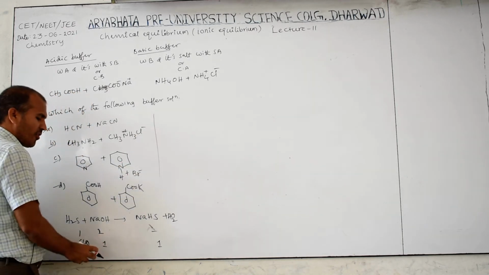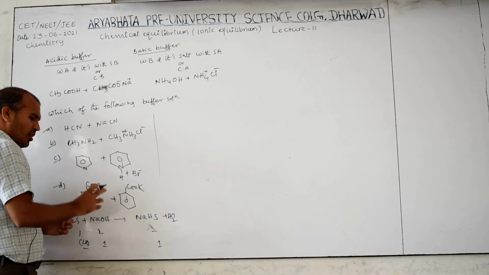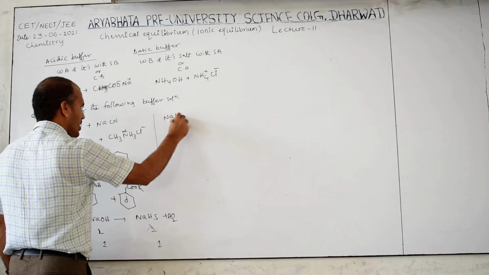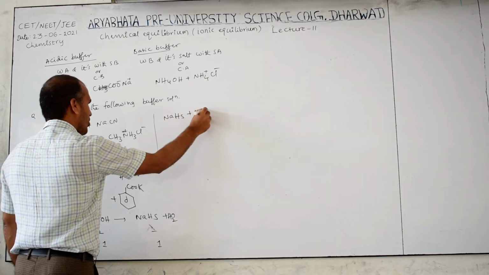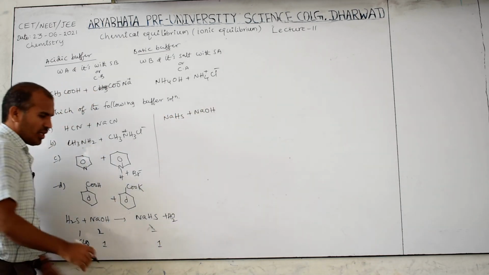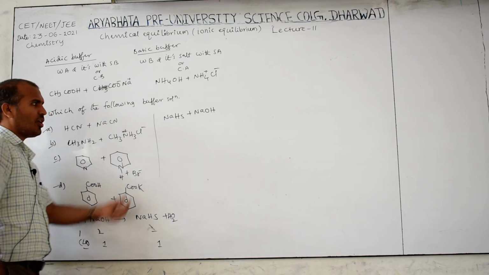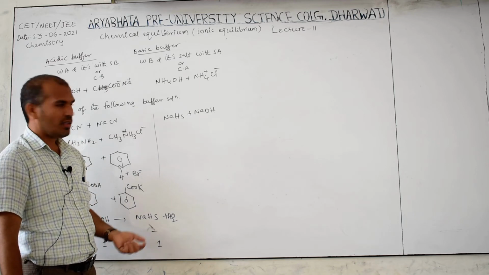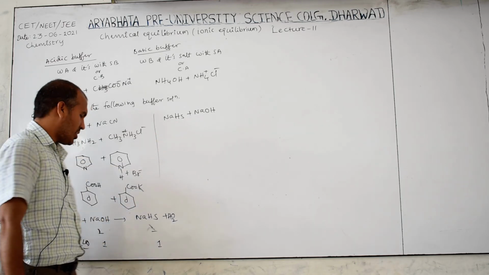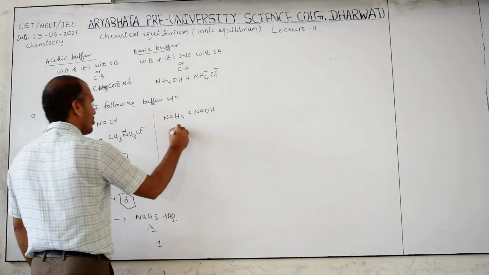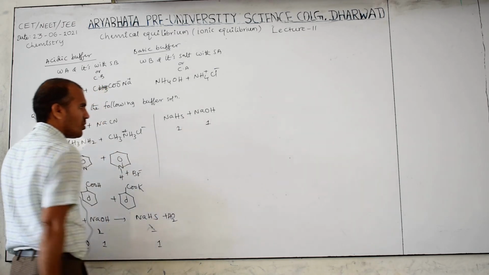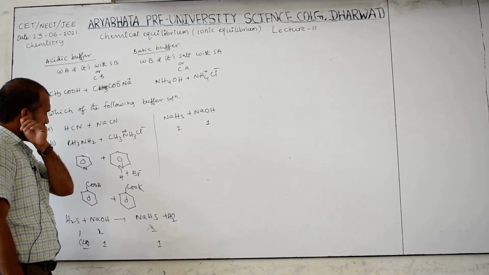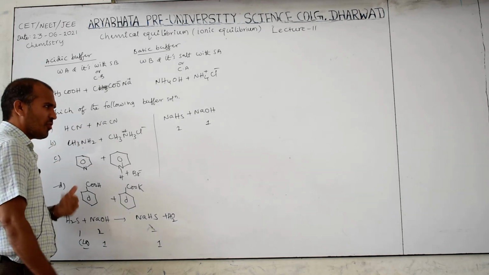So what is left now in the equation? NaHS and NaOH, 1:1 mole left in water. We know that the one which produces H plus by second ionization is acidic. So this has acidic nature, this has basic nature, but 1 mole of each is there. Both are limiting reagents, therefore only salt forms.